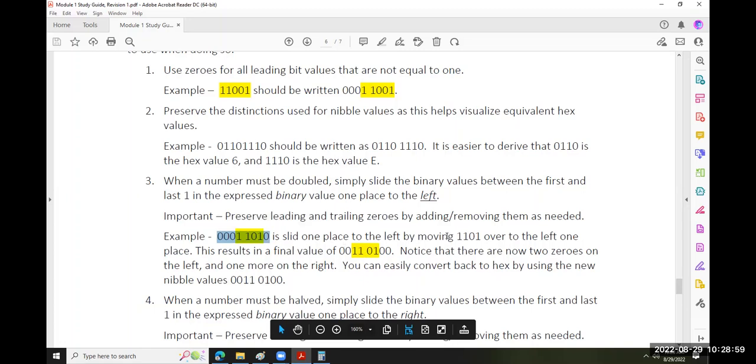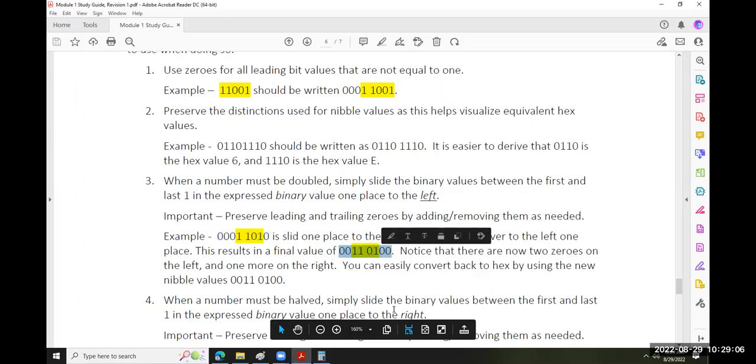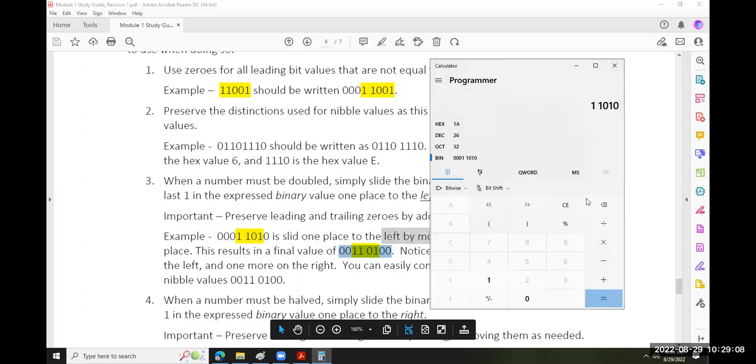I want to prove to you that this bit shift actually works. So I'm going to take this value now and plug it into the calculator. I'm going to clear my calculator. And I'm going to put 00110100. If I look, that's what I've got right here. Twice 26 is 52. What's the decimal equivalent of this? 52. Now what's 26 cut in half?